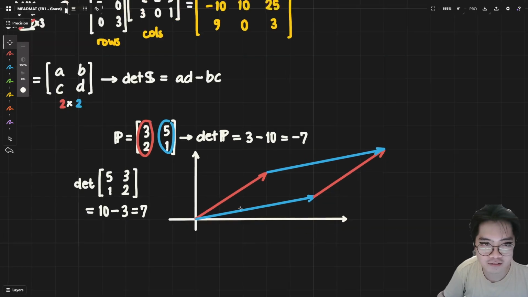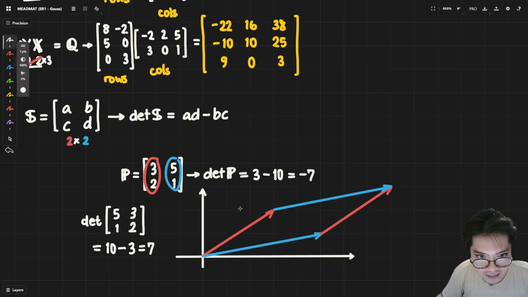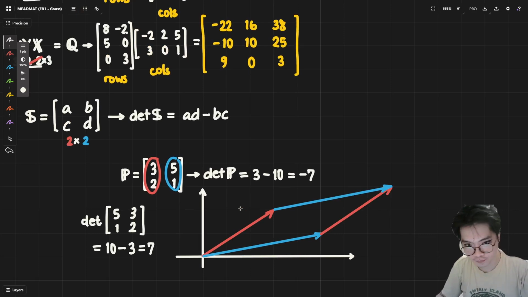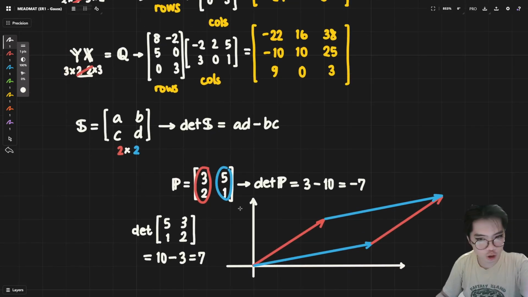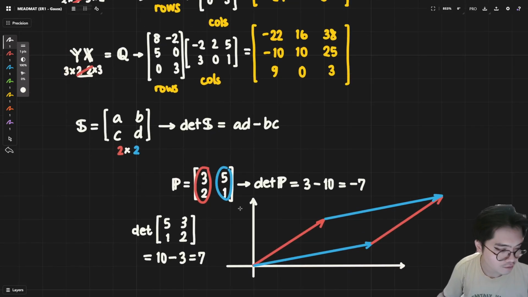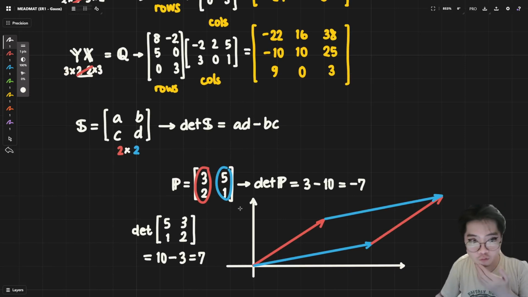And if you're already wondering, what about 3D? It will be the volume of the parallelepiped created by the 3 vectors. But enough of that. What we want here is for me to teach you how to compute determinants, not only for 2 by 2 and 3 by 3, but theoretically for higher matrices. And if you're wondering about the determinant of a 1 by 1, it's just the number.